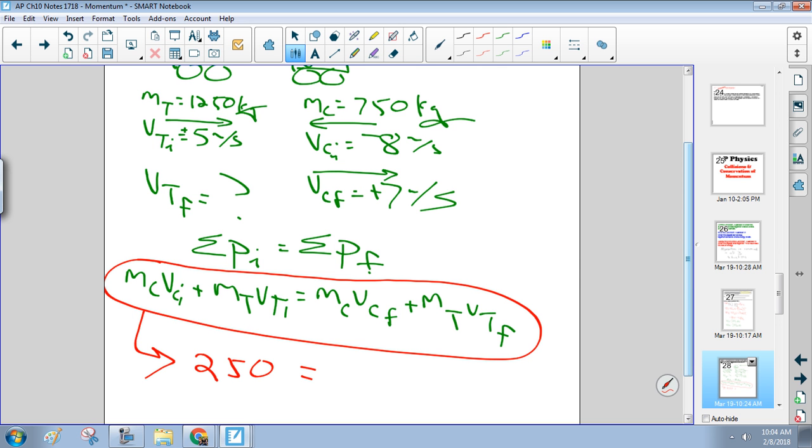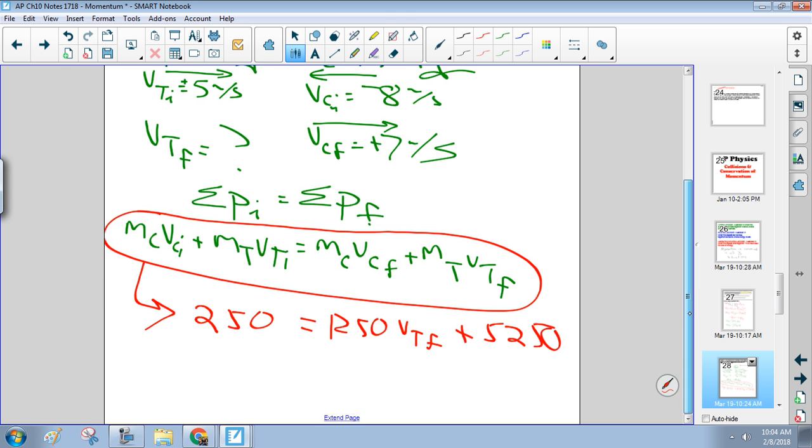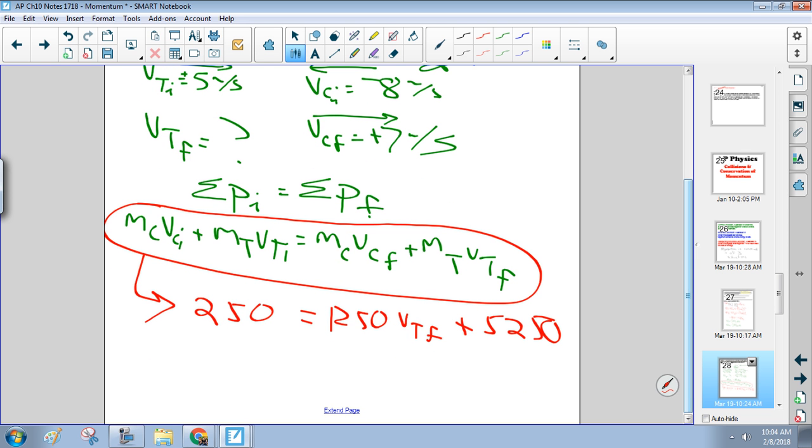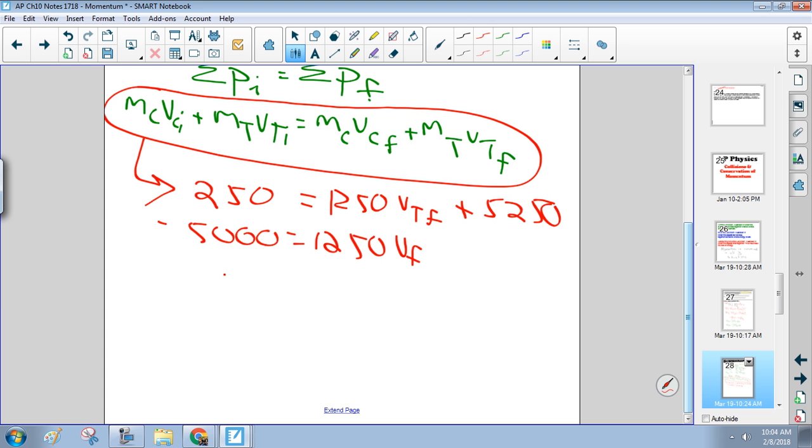That's got to equal, let's see, 1250 times the velocity of the truck final plus 750 times 7, 5250. So subtract 5,000, you get negative 5,000 equals 1250 VF. So I think I agree with Sebo that VF ends up being -4 meters a second. 1,000 extra credit for Sebo for doing the one little thing I asked you to do. A plus, you can stop coming to class. All right, everybody good?